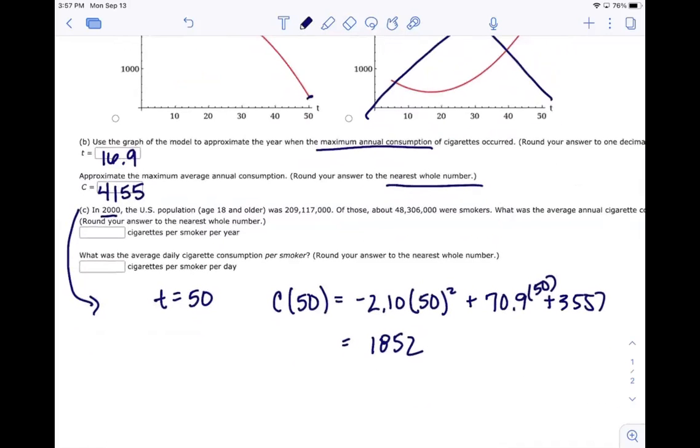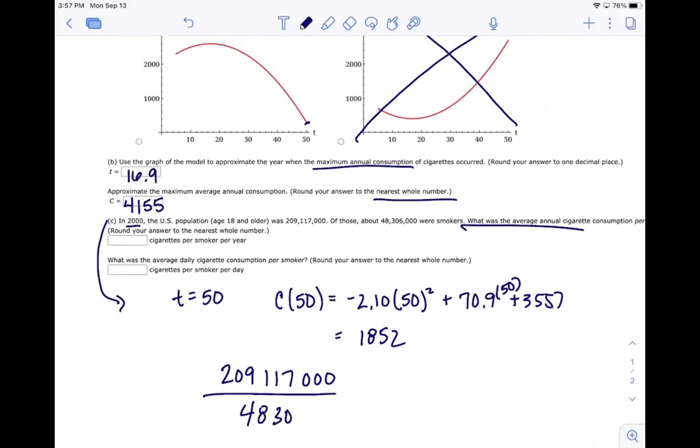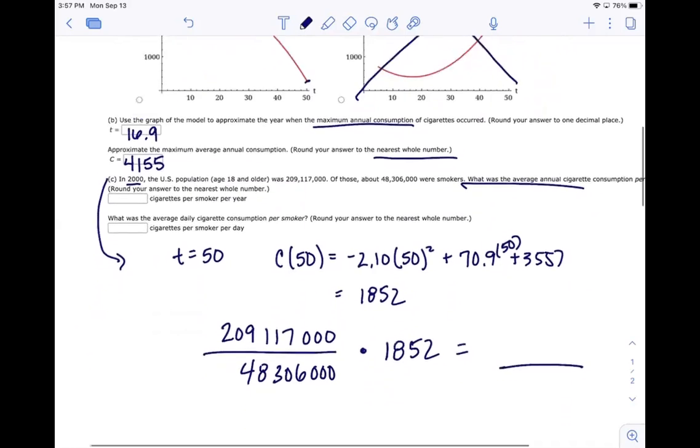But that's not your answer. They're wanting to know what is the average annual cigarette consumption. To find that, I have to take my 209,117,000, divide that by the number of smokers, and multiply that by that value that I just found. That would be the answer to that first part of C.